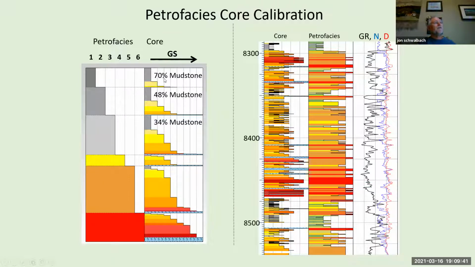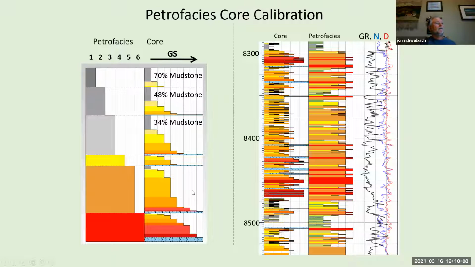Petrofacies 1 was 70% mudstone and mostly fine sands. Petrofacies 2, obviously 48% mudstone, less mudstone in petrofacies 3, picking up more and some coarser sands. And then petrofacies 4 is almost all medium and fine sandstone. And when we get to petrofacies 5 and 6, we're getting into predominantly the coarser units.